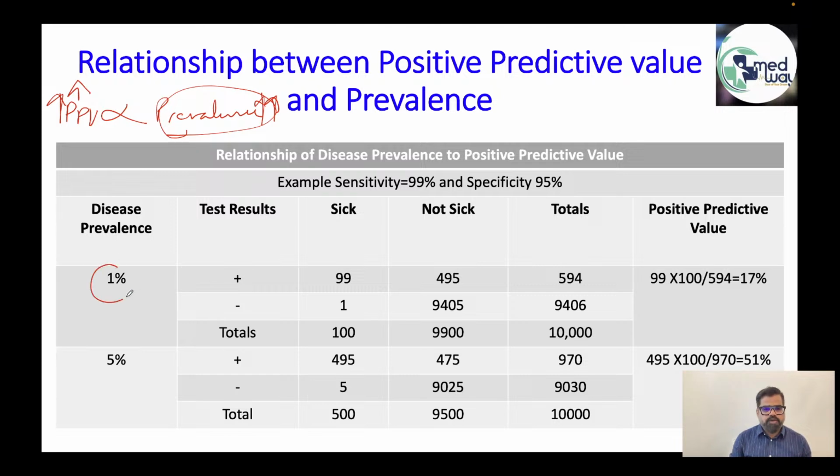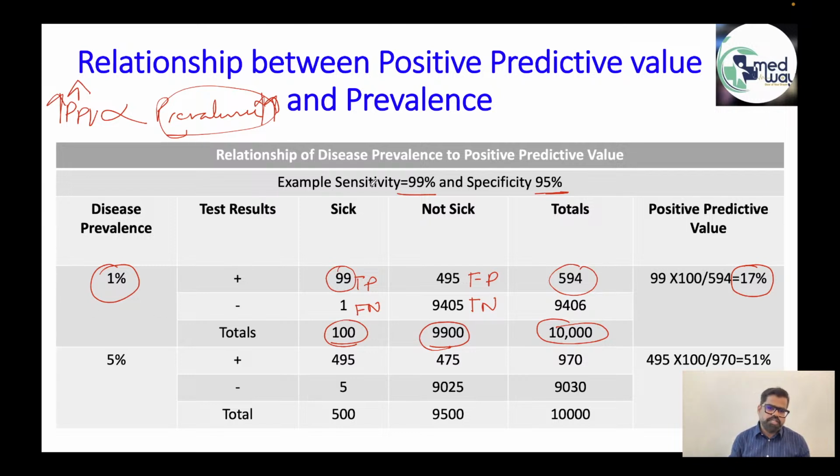Suppose I have taken one example where the disease prevalence is 1%, right? And the sensitivity is 99%. There is a test, 99%, and specificity 95%. Now let's take a total population of 10,000. So 1% of 10,000 is 100. People are sick. So 9,900 are non-sick. 99% of 100, 99 is my true positive. And then 1 becomes false negative. 95% of 9900 is 9405. This is my true negative. So this is my false positive. So I have calculated positive predictive value. So 99 divided by 594. So my positive predictive value is 17%.